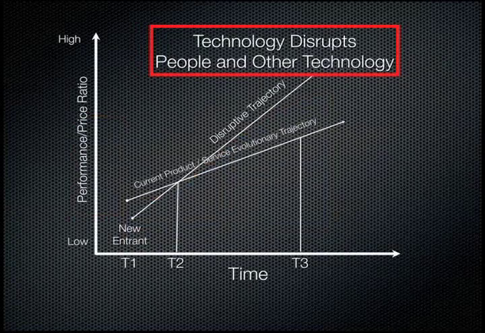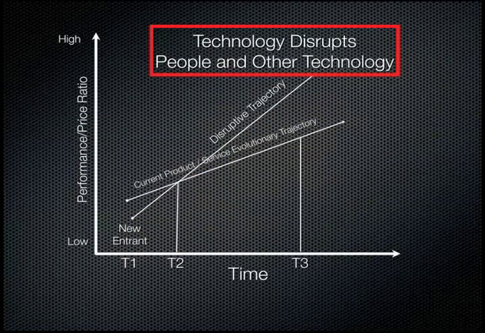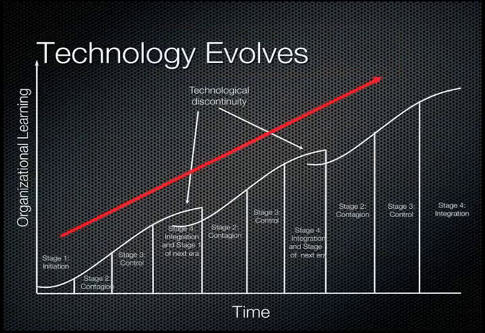Technology introductions into organizations are disruptive. We see here 2 technologies that are released into the organization. One has a flatter trajectory than the other. At time T2, we see a disruption happen, and the old technology is disrupted by the new technology. And we see this time and time again, whether it's a new operating system, a new version of a word processor, or a new accounting system.